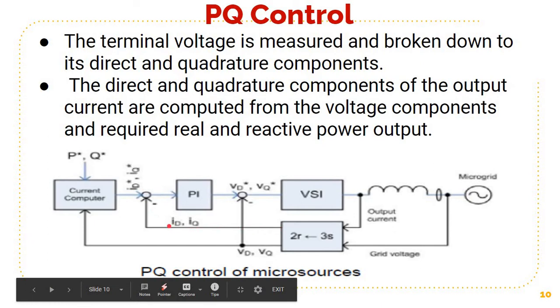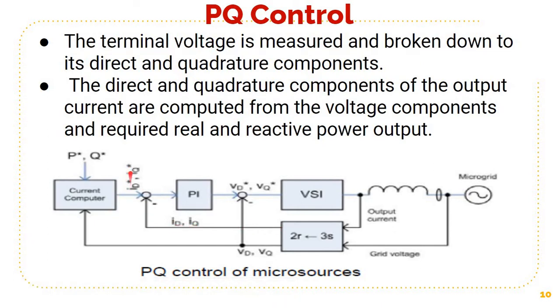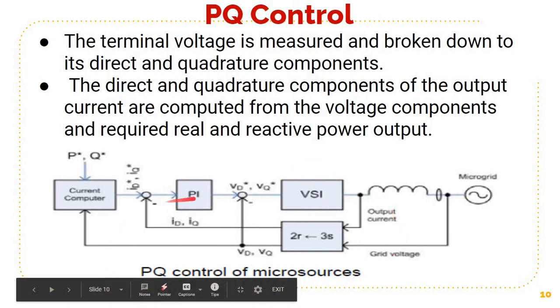So the feedback ID and IQ are compared with the ID and IQ set points, and the difference, which is the error, is used in the PI controller to produce the necessary VD star and VQ star, which are the direct and quadrature components of the voltages, and this is used to control the VSI. So this is a closed loop control system, and this is basically the PQ control of microsources.